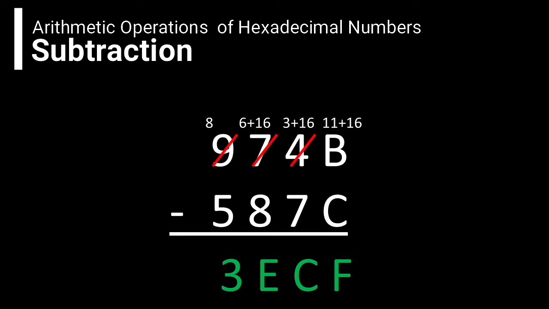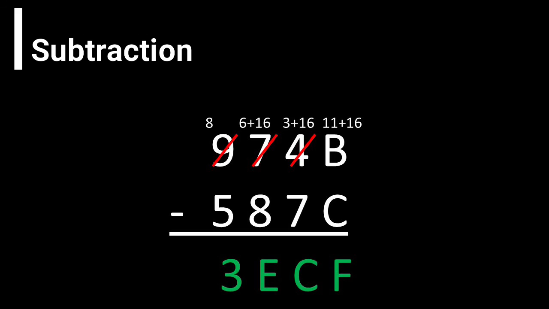Next, 6 minus 8 cannot be, so we need to borrow from 9. 9 will become 8. Then 6 plus 16 is equivalent to 22, minus 8 is equivalent to 14, which is E. And lastly, 8 minus 5 is equivalent to 3. Therefore, 974B minus 587C is equivalent to 3ECF with a base of 16.